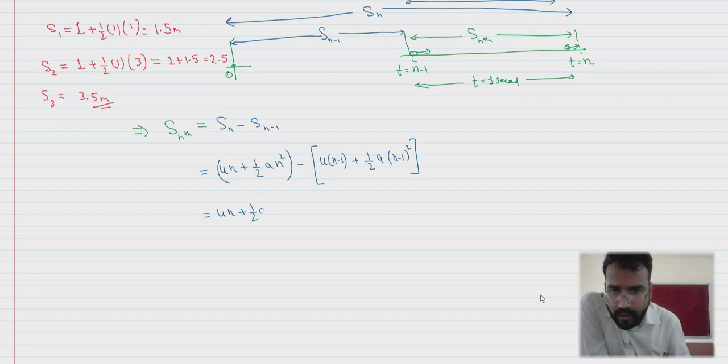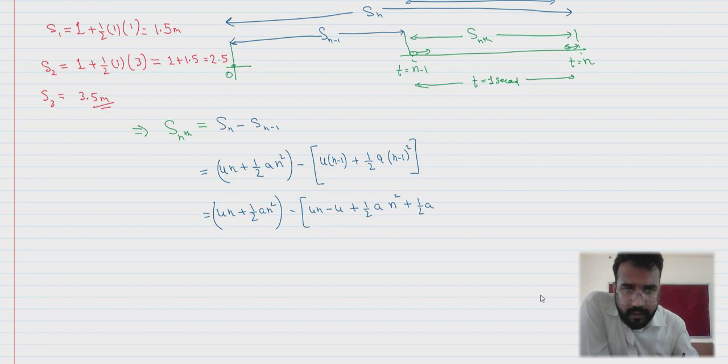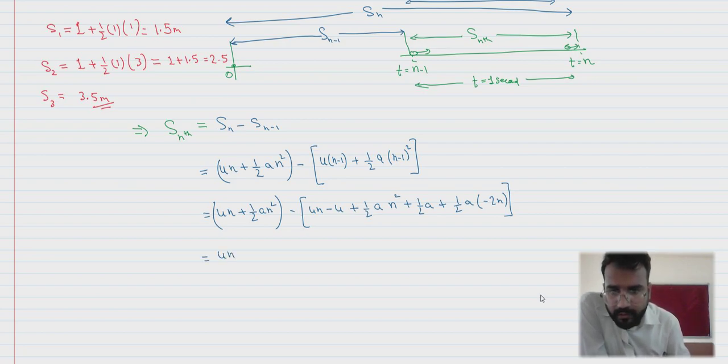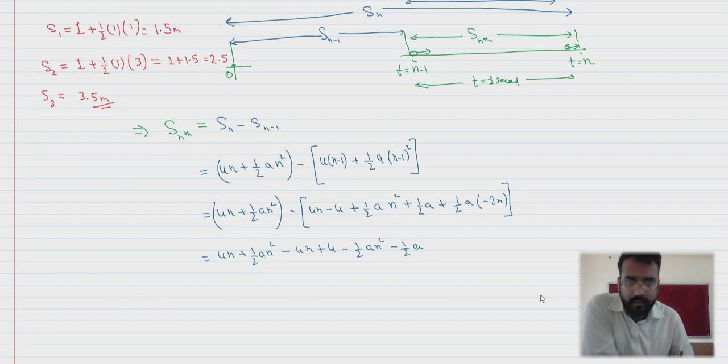u n plus half a n square minus of, this will be u n minus u plus half a, I am expanding and multiplying both, a n square, this will be plus half a, and this will be minus of, this is plus half a, and this will be minus 2n. So we get the value u n plus half a n square minus of u n plus of u minus of half a n square, I am opening the bracket, minus of half a, then this will be the value minus minus plus 2 to cancel out a n.